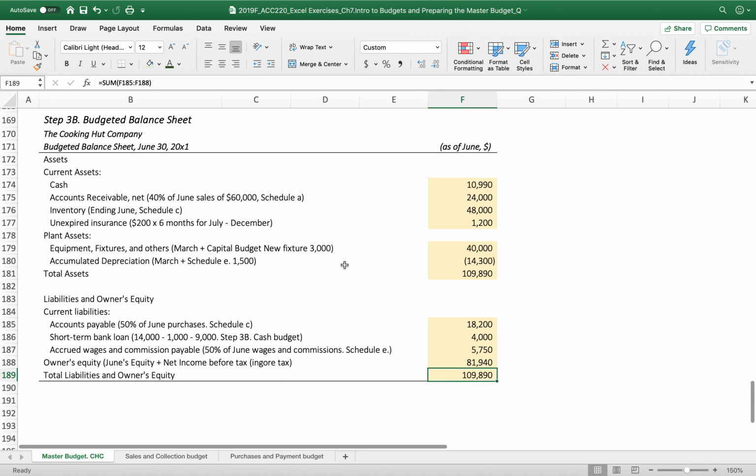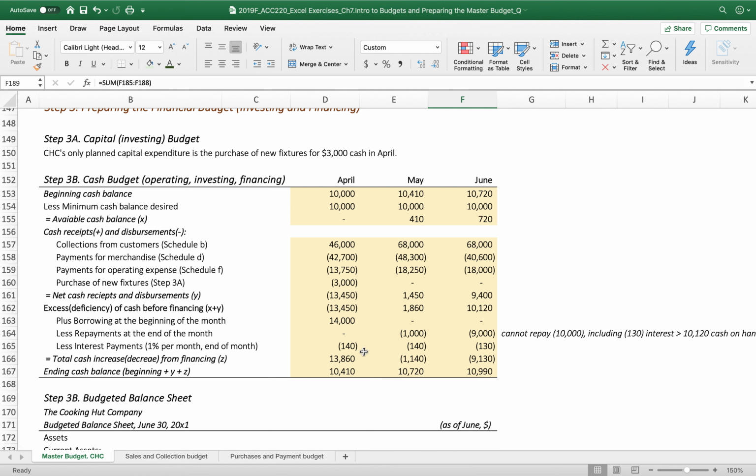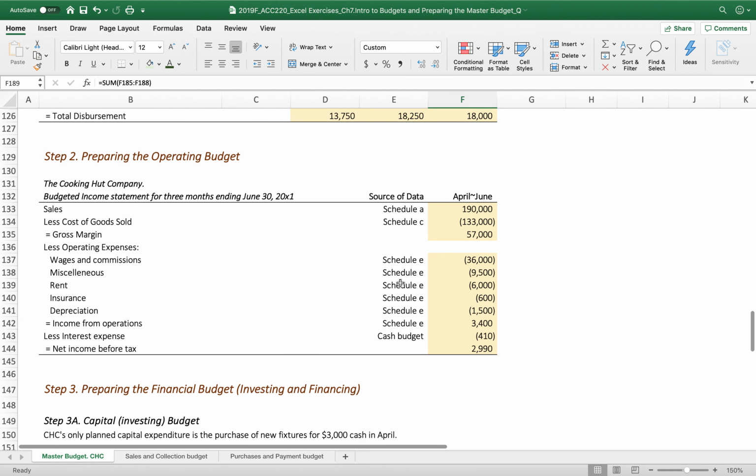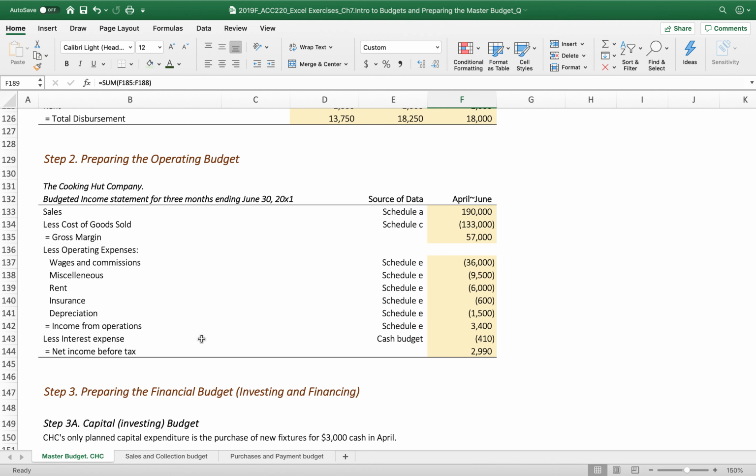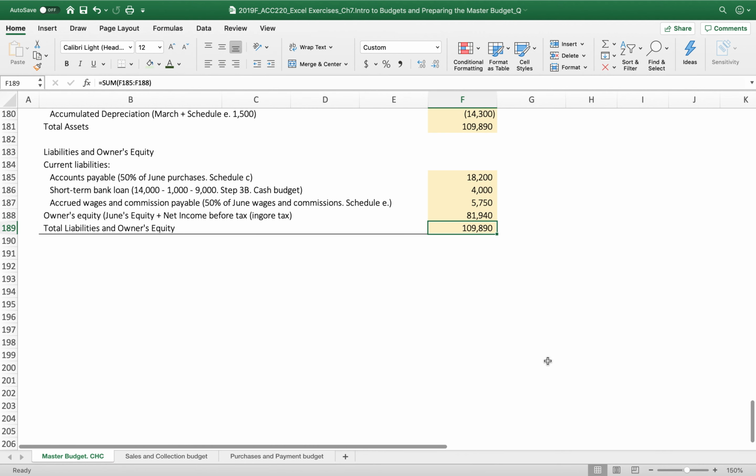So this balance sheet includes all the cash balance and the financing information as of now, and the cash amount is all the cash transactions, the cash receipts and disbursements from operating, investing and financing. And the budgeted income statement is about the performance, including all the business transactions, not the cash transactions, but finally comes up with the net income before tax, and that is included in the owner's equity.